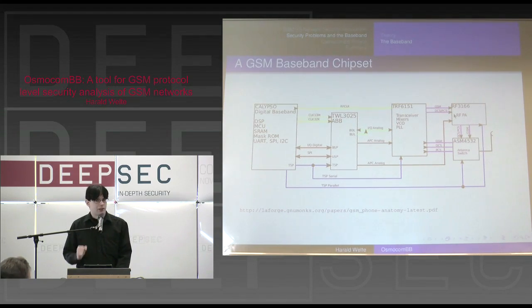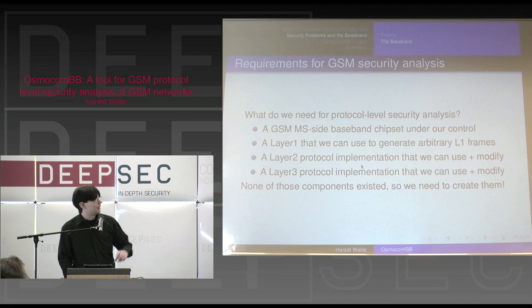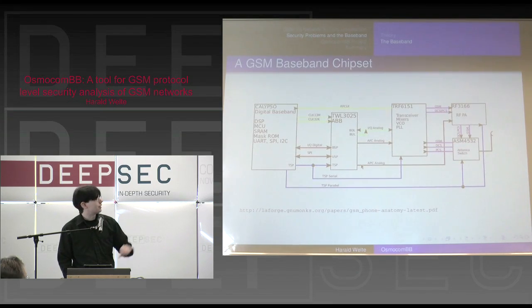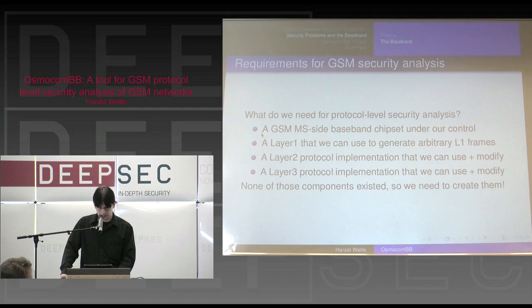You have a power amplifier for transmitting at typically up to 2 watts in modern day handsets, and an antenna switch, and various control lines between them. Now, when we run our own software on a baseband processor, the software will run here and will drive all these peripherals over here, to receive or transmit radio signals, and you will implement the protocol stack on this digital baseband processor.